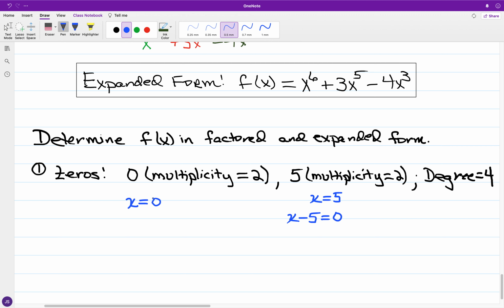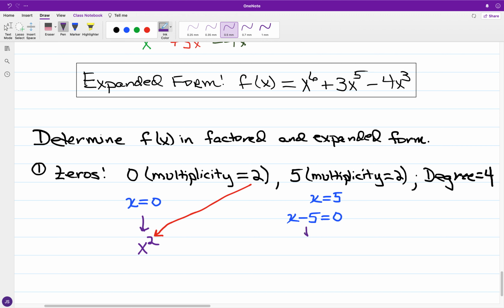Okay, so I have x equal to 0 and x equal to 5, from which I have x minus 5 equal to 0. So you will have the respective factors. So I got x, but with a multiplicity of 2. We'll have not just x, but x raised to the second.